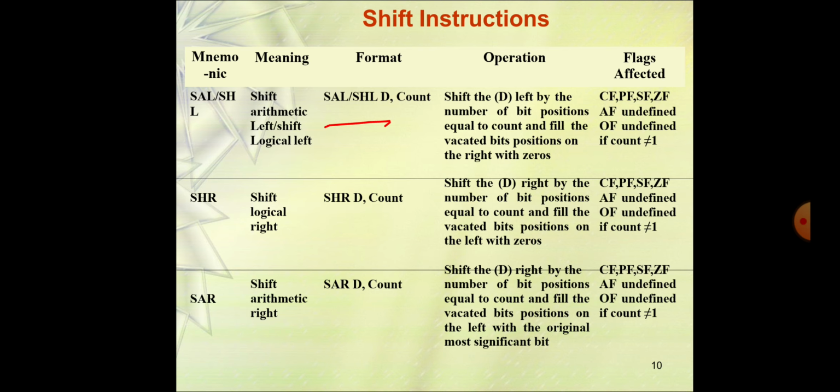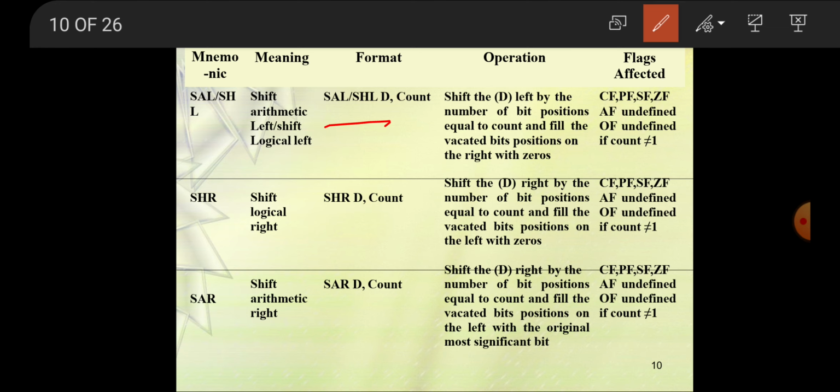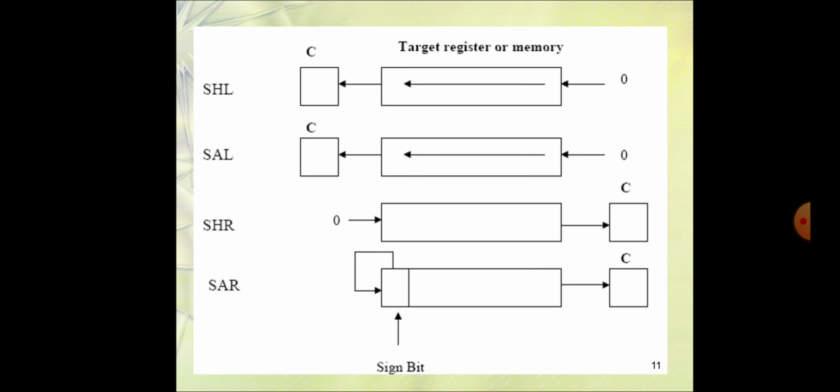Shift arithmetic right also shifts the destination right by a number of bit positions equal to the count, and fills the vacant bit positions on the left with the original most significant bit. Keep in mind, the most significant bit. Whatever the most significant bit is, it will fill the vacant place. Here the target is a register or memory. Let me explain what exactly it does.